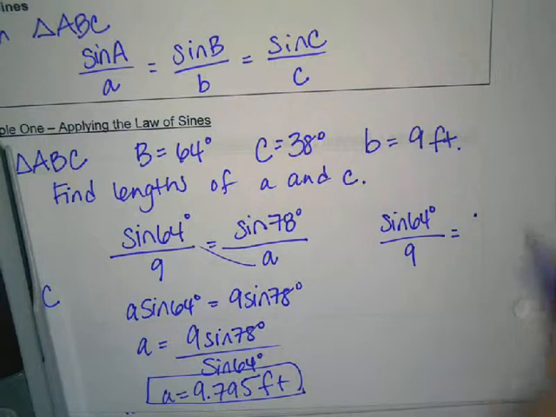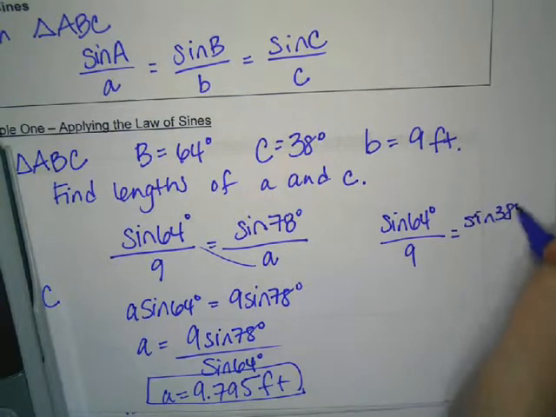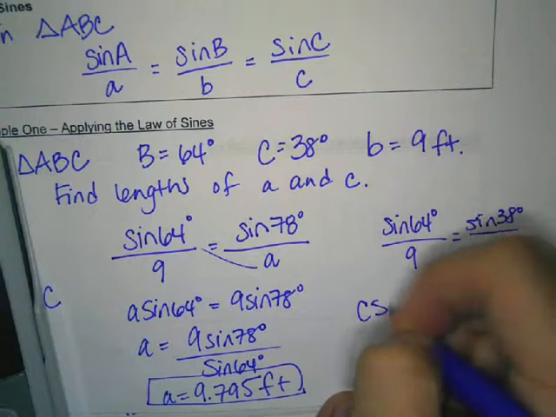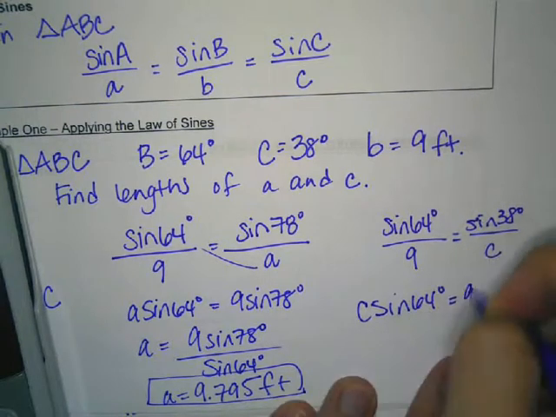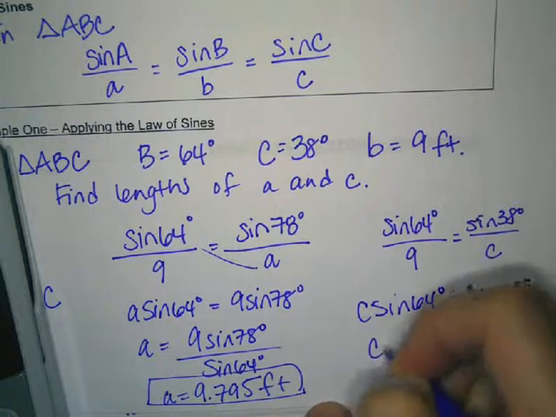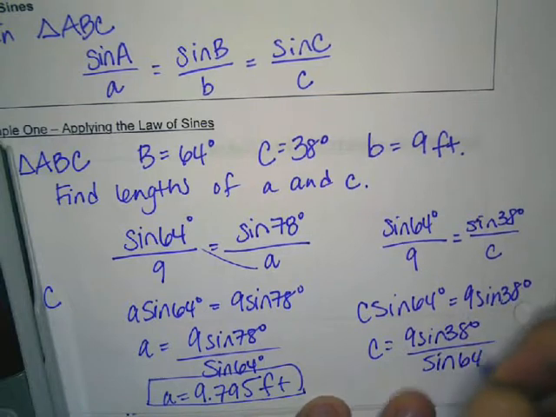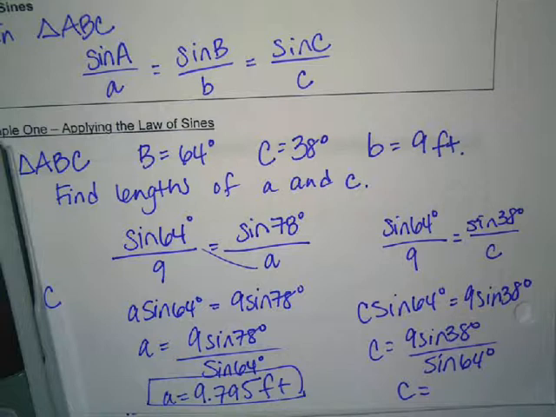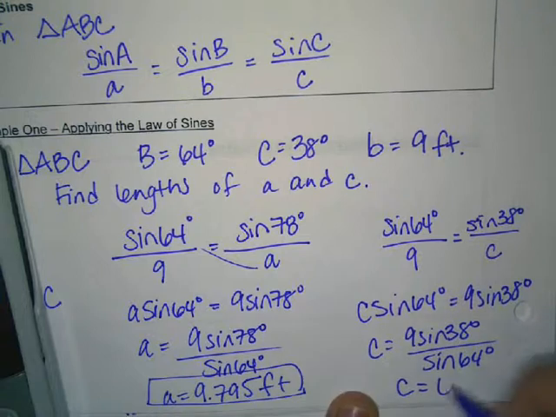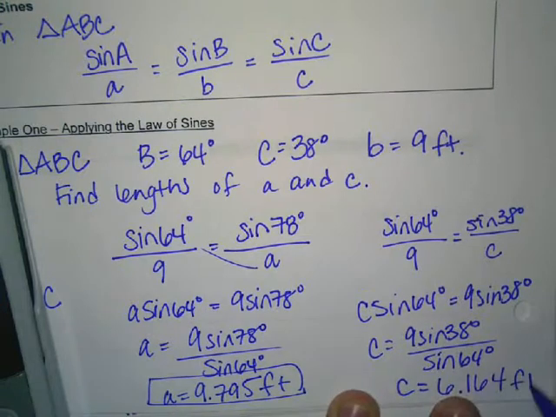And then what would I write over here? Anybody? Sine of 38 over C. Good. Cross multiply. Anyone can punch that out? Anybody there yet? What do you get? 6.164. Good. That's what you should have gotten.